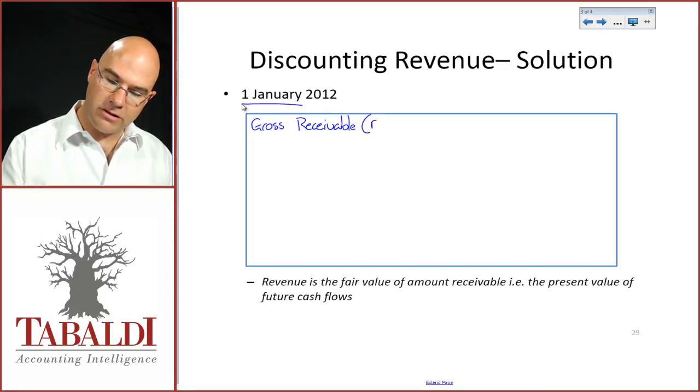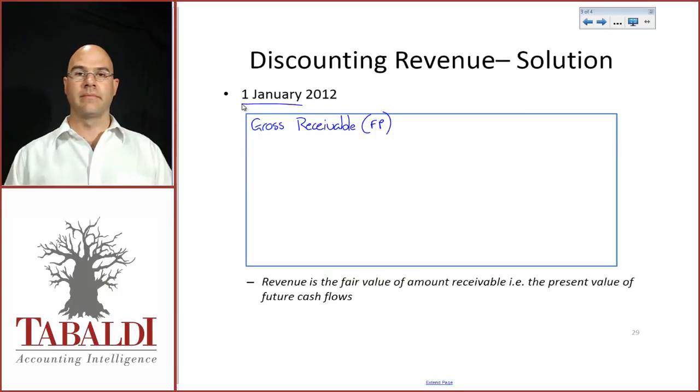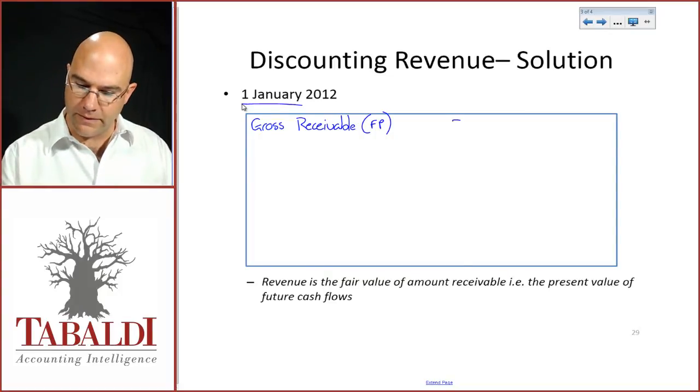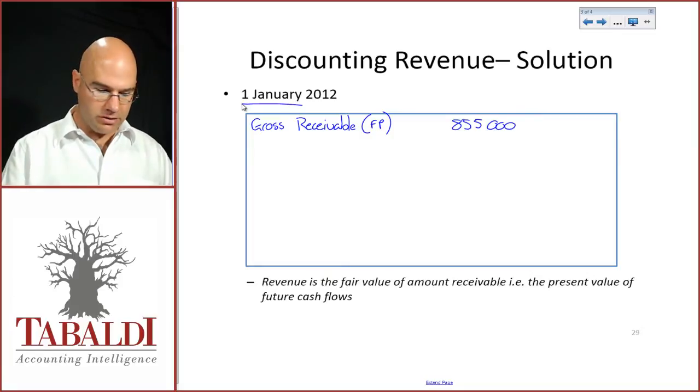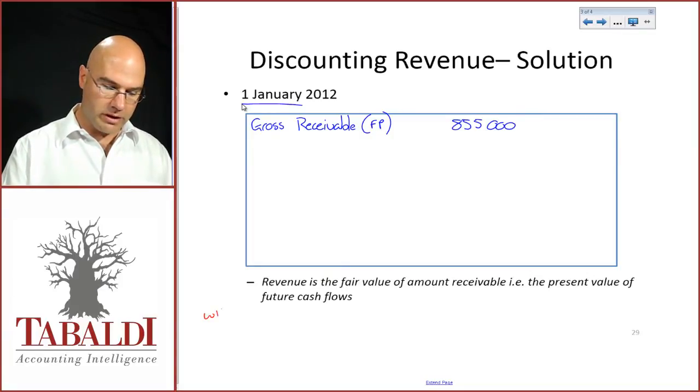and that is a financial position account. That is going to be the full 855. Yes, I haven't present valued it yet. If I wanted to work out the present value, I'll do a quick calculation. I'll just do it at the bottom here. We'll call it working 1.